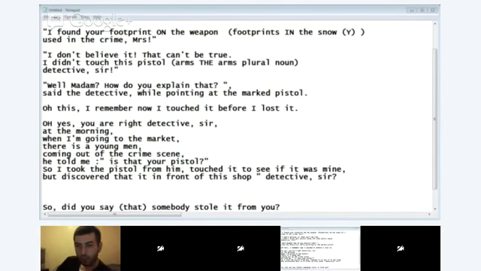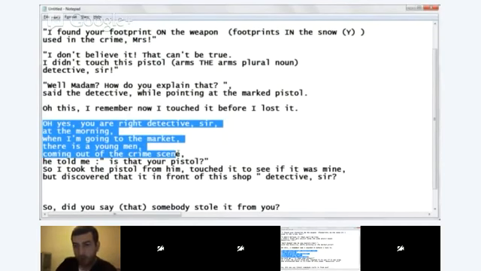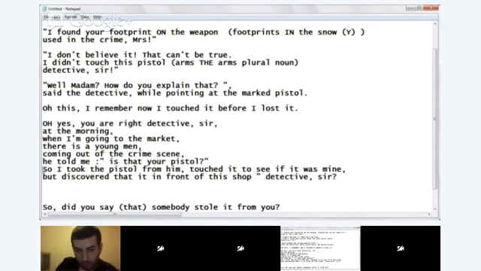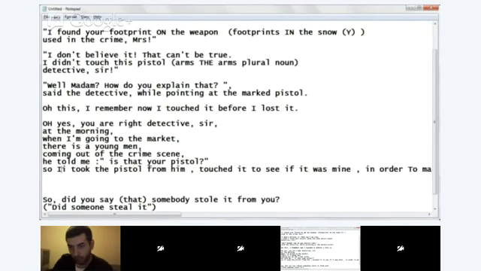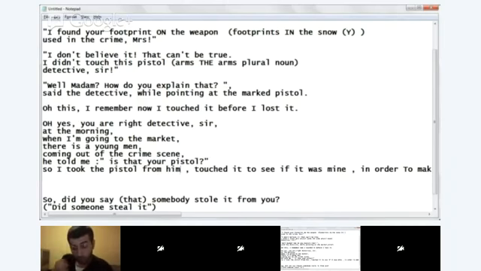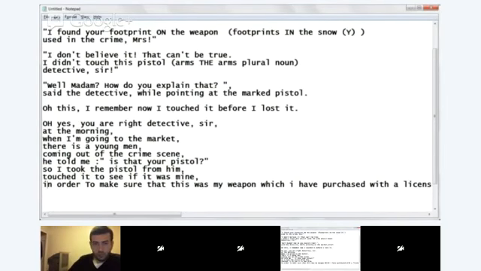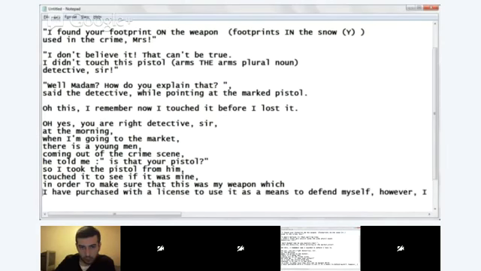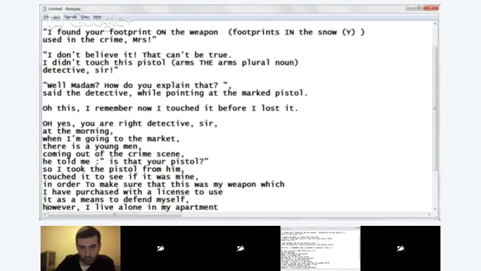Hello, yes? It is okay now. Okay, let's have a look at it. So, have you put all the commas in the right place? Yes, I typed it: so I took the pistol from him, touched it to see if it was mine, in order to make sure that this was my weapon, which I have purchased with a license to use it as a means to defend myself. However, right, hold on then. I'll get rid of the space there. You've still got the spaces before the commas. Every comma should come immediately after a word. So, which I have purchased with a license to use it as a means to defend myself. However, here it's better. Okay.